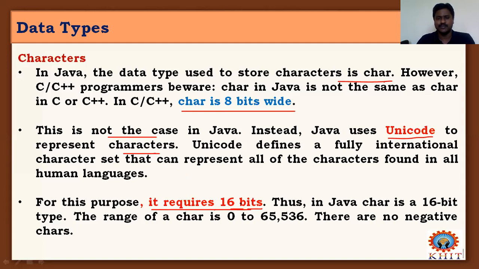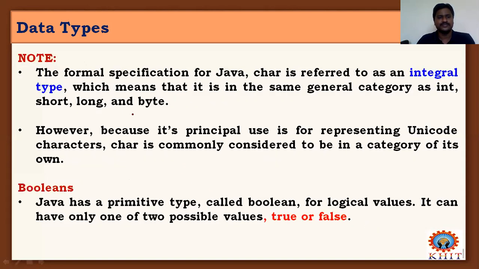That means 2 bytes. And the range is 0 to 65,536. There is no negative char. Remember this one, there are no negative characters. And note that, as I told you, in the formal specification of Java, char is referred to as an integral type, which means it is in the same general category as int, short, long, and byte. And we have some automatic conversion between int and char also.